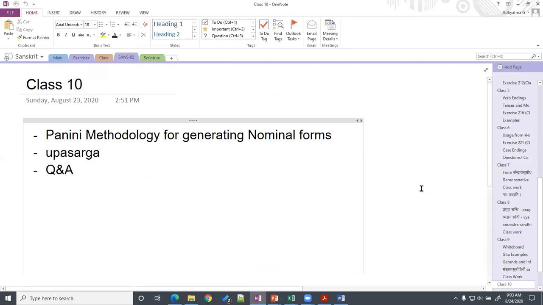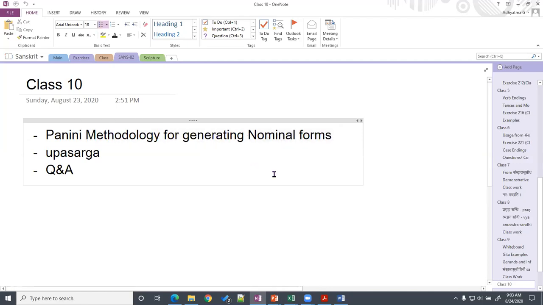Today we start class number 10 for this course, that is a grammar part of the course. We are having the parallel Bhagavad Gita classes. So today we'll cover these topics. Panini methodology for generating nominal forms.